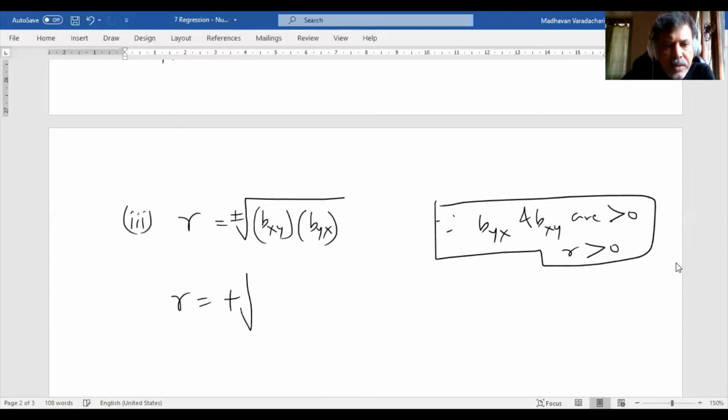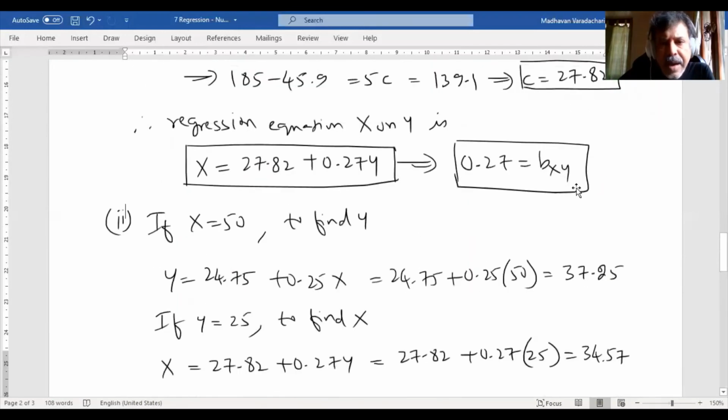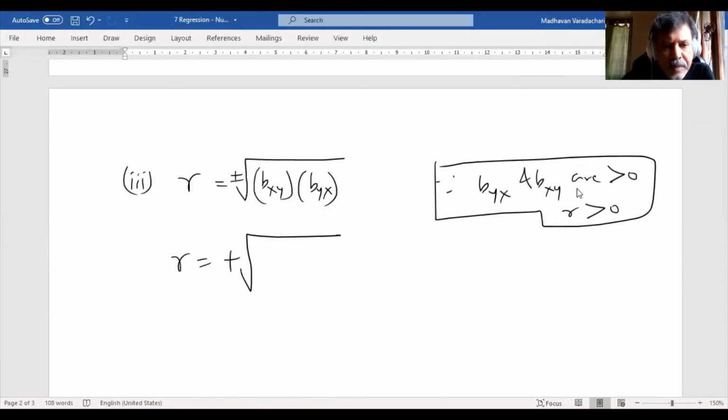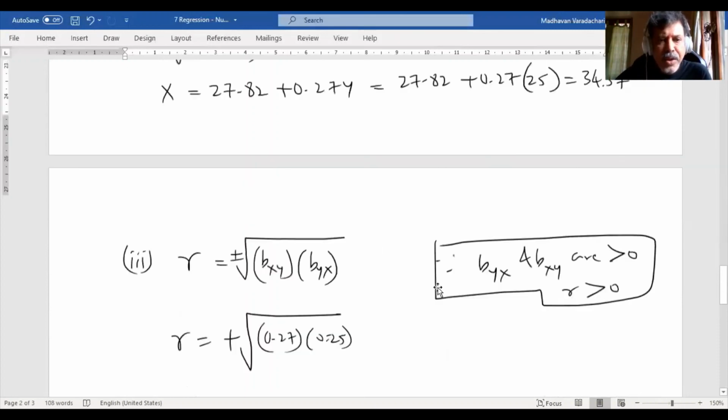So I will write the square root of bxy, which we identified as 0.27, and byx, which is 0.25. So what will this be? Let's multiply 0.27 into 0.25, and take the square root of the result. It is working out to 0.26. So that's the correlation coefficient, which is obtained using the regression coefficients.